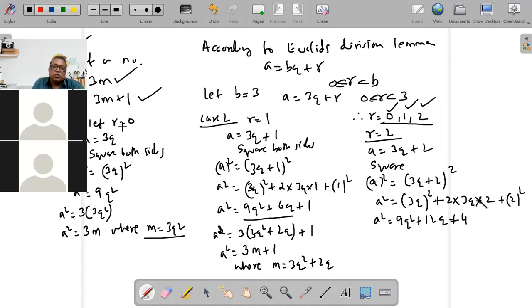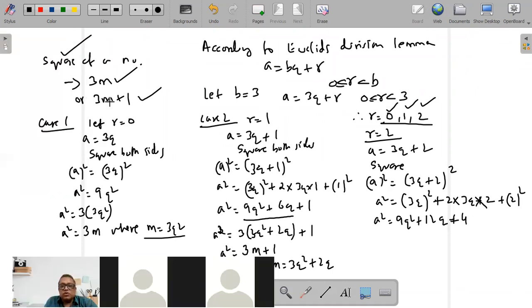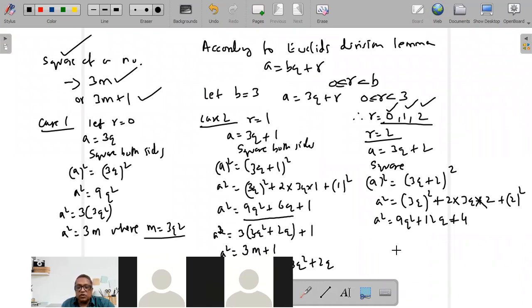Now we want it in the form of what? We want it in the form 3m or 3m plus 1. So 9 is a multiple of 3, right? 12q is a multiple of 3, but 4 is not a multiple of 3. So what I need to do, this is an important step, please note. I'm going to split this 4 into 3 plus 1. ये एक इंपॉर्टेंट स्टेप है कि 4 जो है वो 3 का मल्टीपल नहीं है, तो इसको हम ब्रेक करके 3 plus 1 लिख सकते हैं.